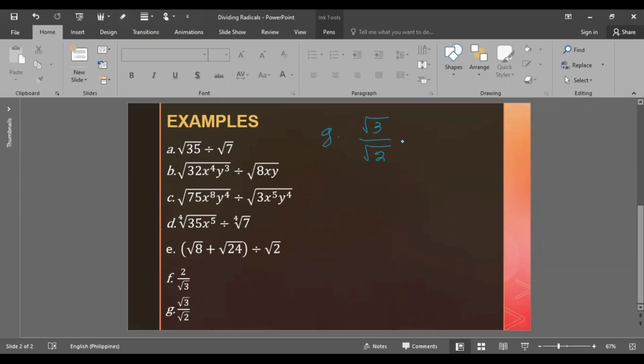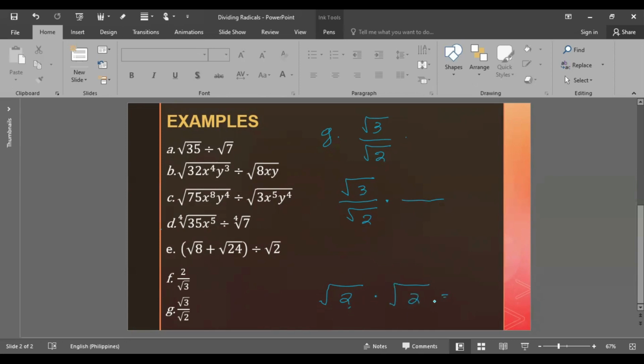Let's have the last one. The square root of 3 divided by the square root of 2. So again, you have to apply rationalizing the denominator. Again, consider first the denominator. It's square root of 2. Ano kaya ang dapat i-multiply sa square root of 2 para maging perfect square yung radicand natin? It's the square root of 2.